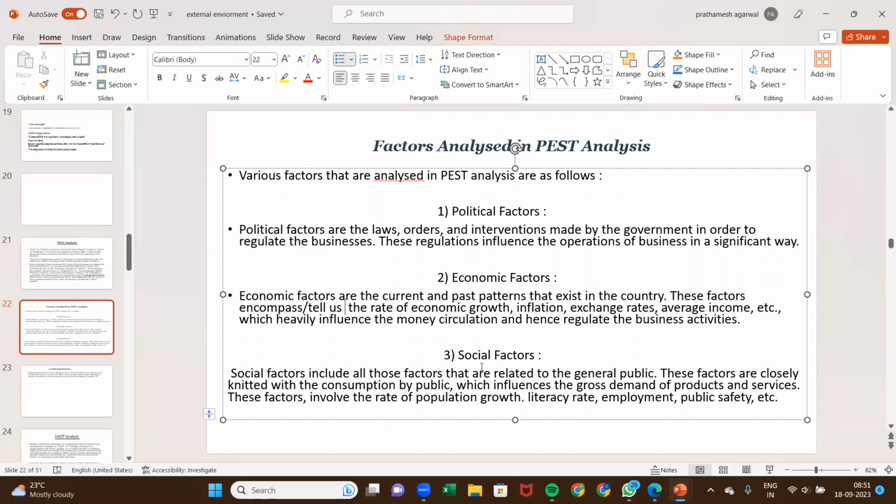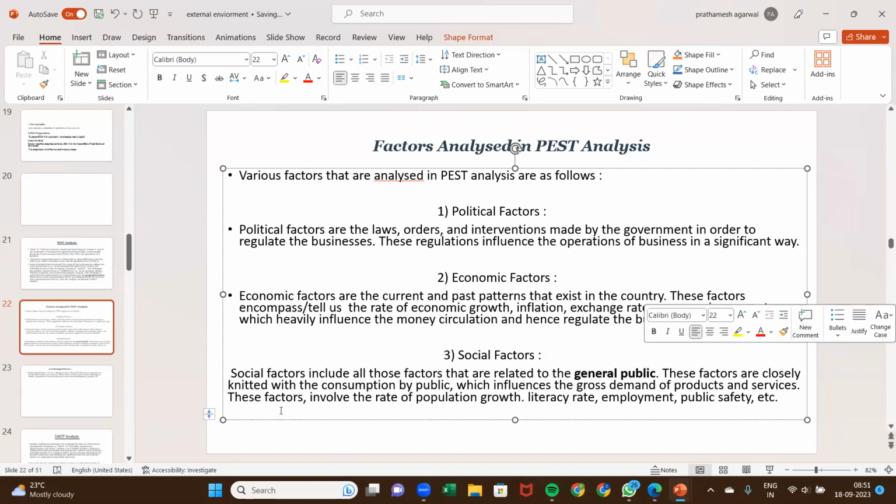Then we have the social factors. The social factors include all those factors that are related to the general public, means a common person, all right, a common person.